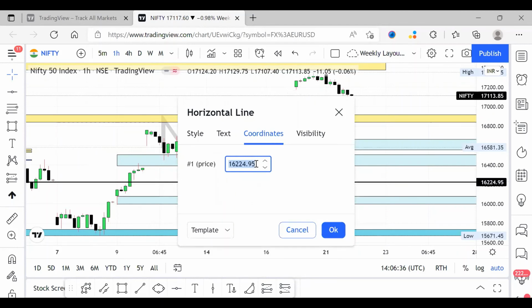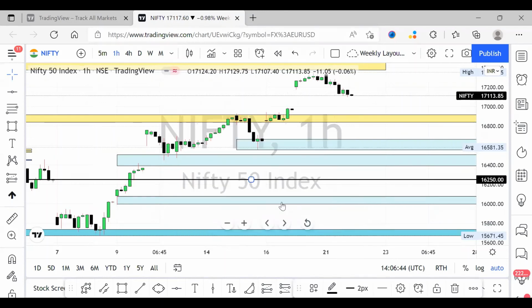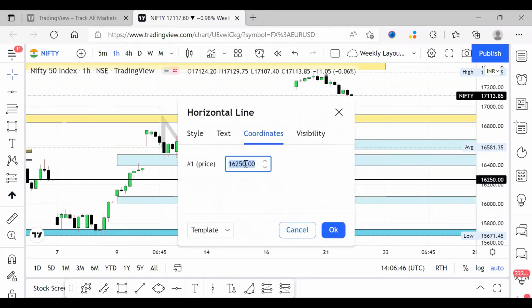So the last 2 points, don't use. Okay, from 16,200 to 16,250.